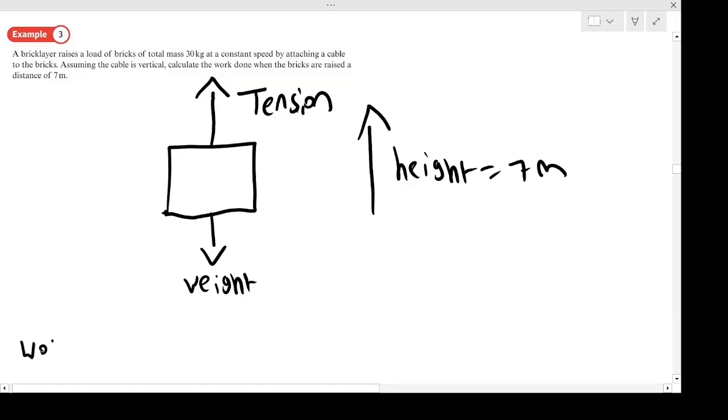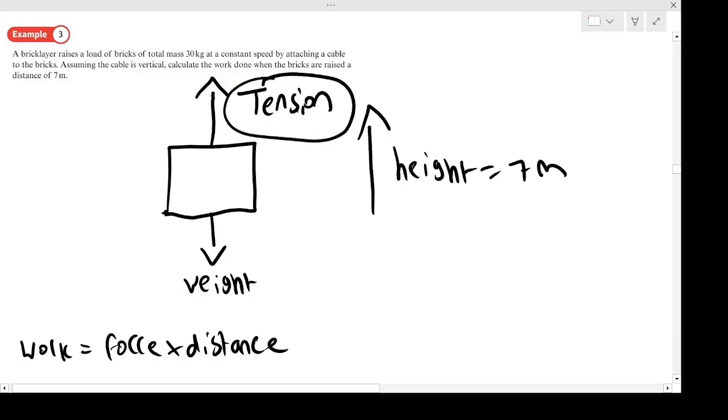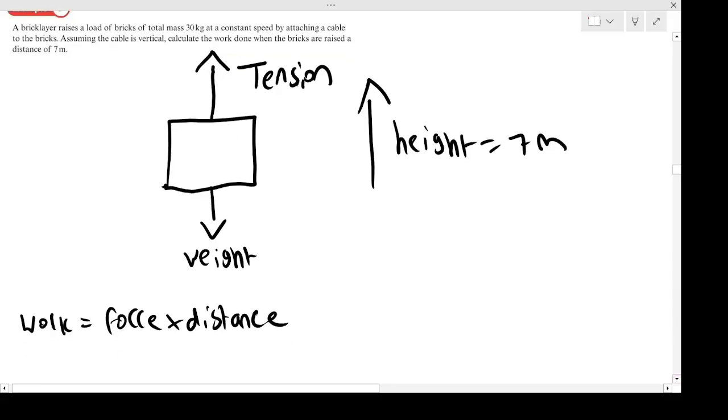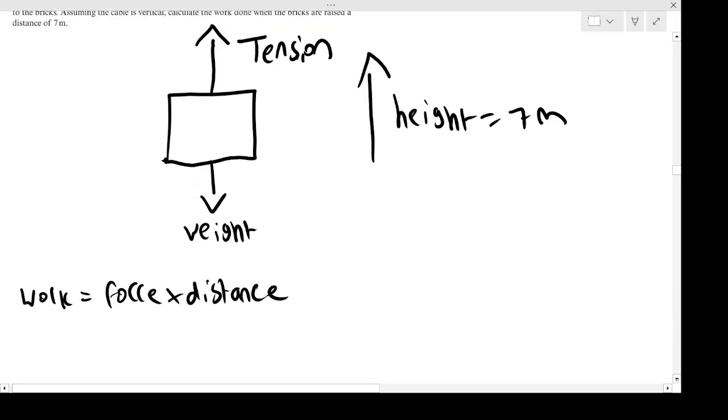Now, the work done, obviously that's going to be force times distance. In this case, the force is actually going to be the upwards tension force, because that's the force pulling it up. That's what we're interested in, the force that's pulling it up. And so the work of that is going to be tension times the distance of 7.